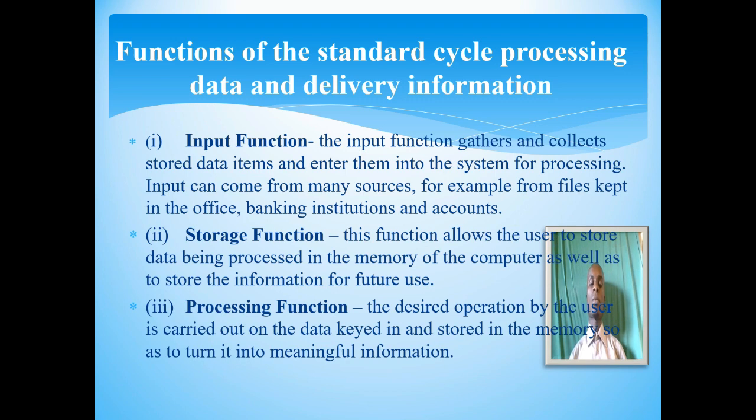Number three, we have the processing function, and we say that the desired operation by the user is carried out on the data keyed in and stored in the memory, so as to turn it into meaningful information. So the main function of processing is that it allows the user of a computer to enter his data or items that have been collected. They are stored in the memory for a period of time. After that, in the processing stage, that data is processed or manipulated into meaningful information.